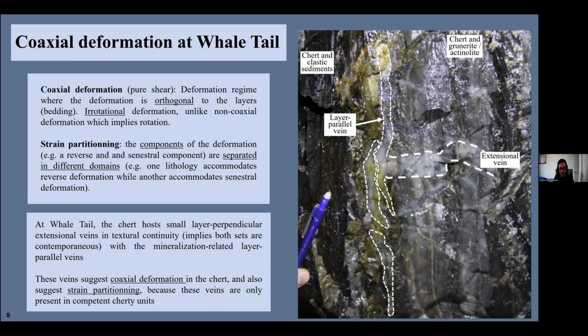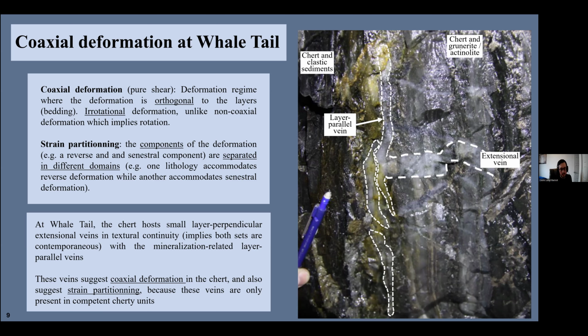The second concept is strain partitioning. It implies that there are multiple components to the deformation regime. For example, you could have a reverse and a sinistral component, and these components are separated in different domains. So you could have one lithology accommodate reverse deformation, while another would accommodate the sinistral deformation. In the example I give here, it would be a transpression model.